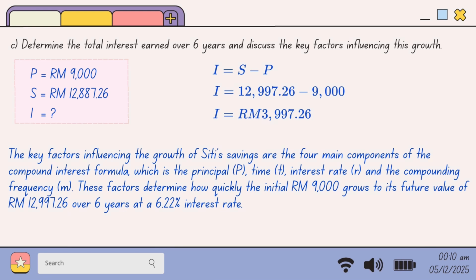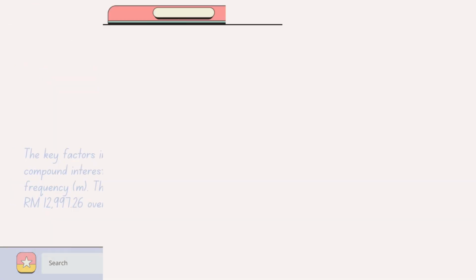Lastly, 5c. Determine the total interest earned over 6 years and discuss the key factors influencing this growth. So, interest equals 12,997 ringgit 26 cents minus 9,000. The answer will be 3,997 ringgit 26 cents. In conclusion, the key factors influencing the growth of Siti's savings are the 4 main components of the compound interest formula, which are the principal, time, interest rate, and the compounding frequency. These factors determine how quickly the initial 9,000 ringgit grows to its future value of 12,997 ringgit 26 cents over 6 years at a 6.22% interest rate.